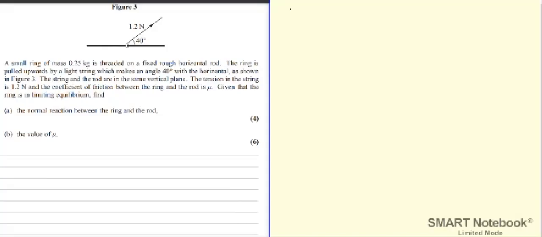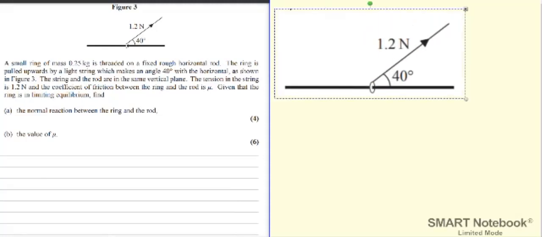So I'll start off with the diagram. First, the most important thing to do here is to annotate the diagram with all the information that we have.